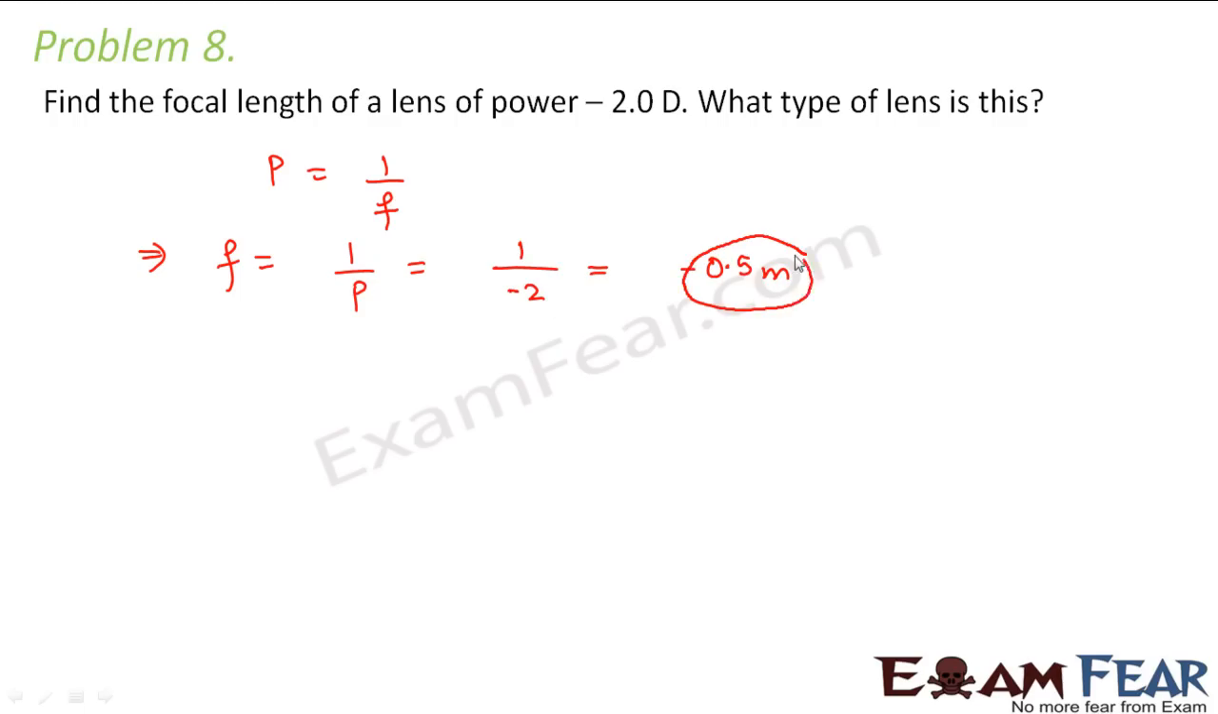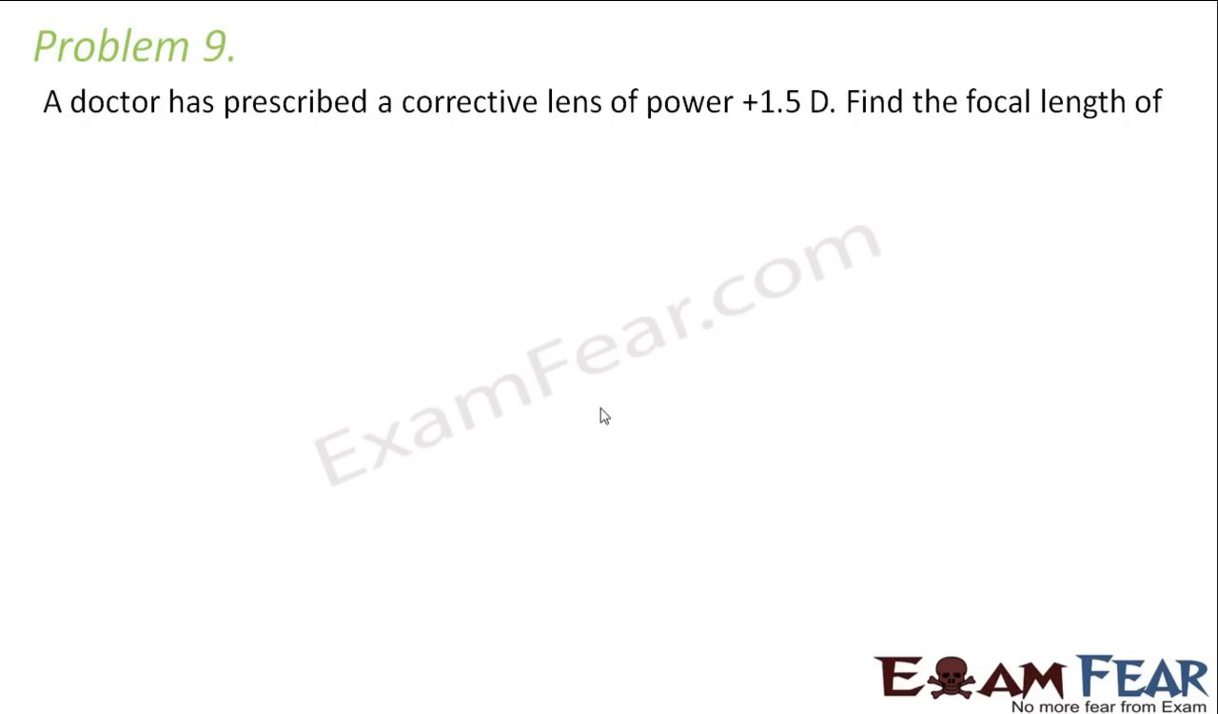So this would be the focal length of the lens. Now since F is negative, that means what kind of lens is it? It is a concave lens. Let us look at the next problem.